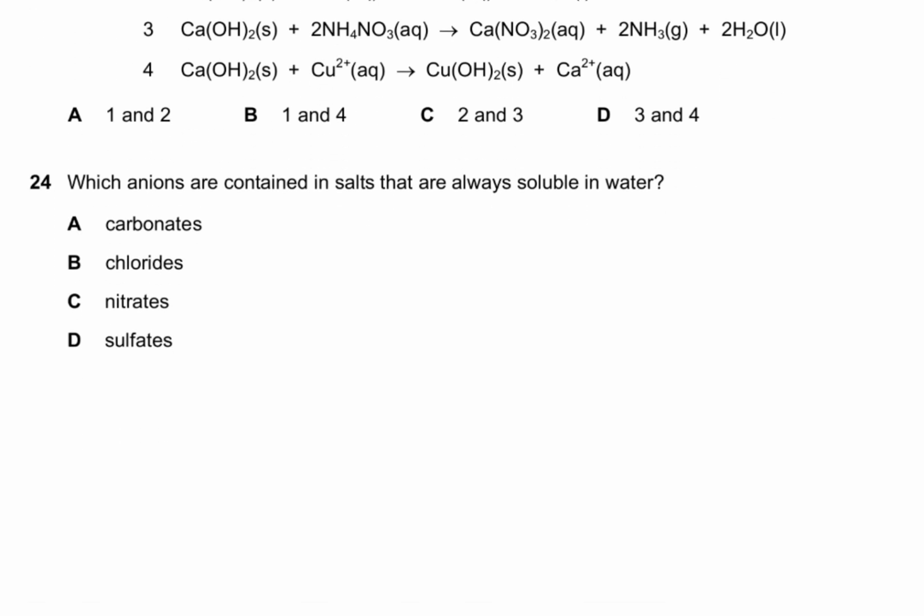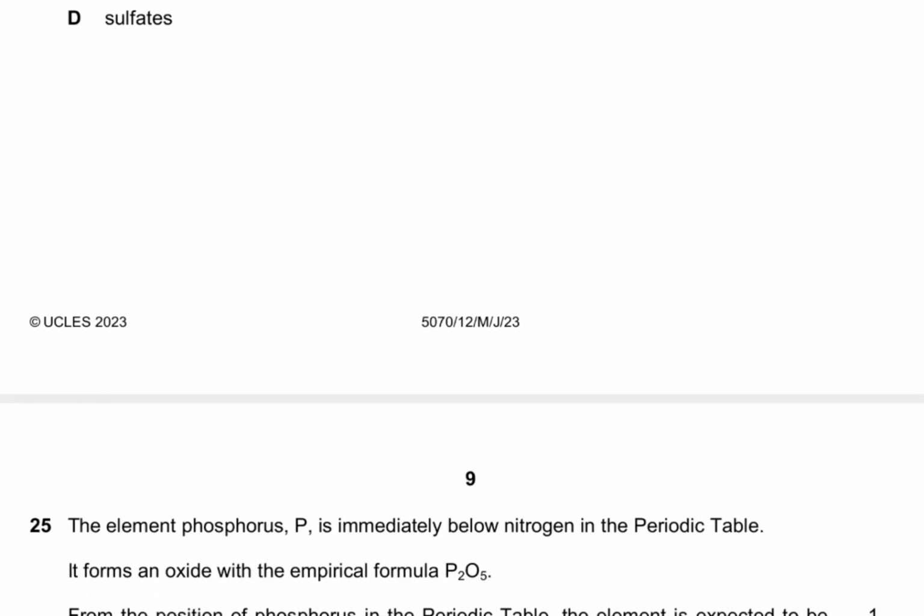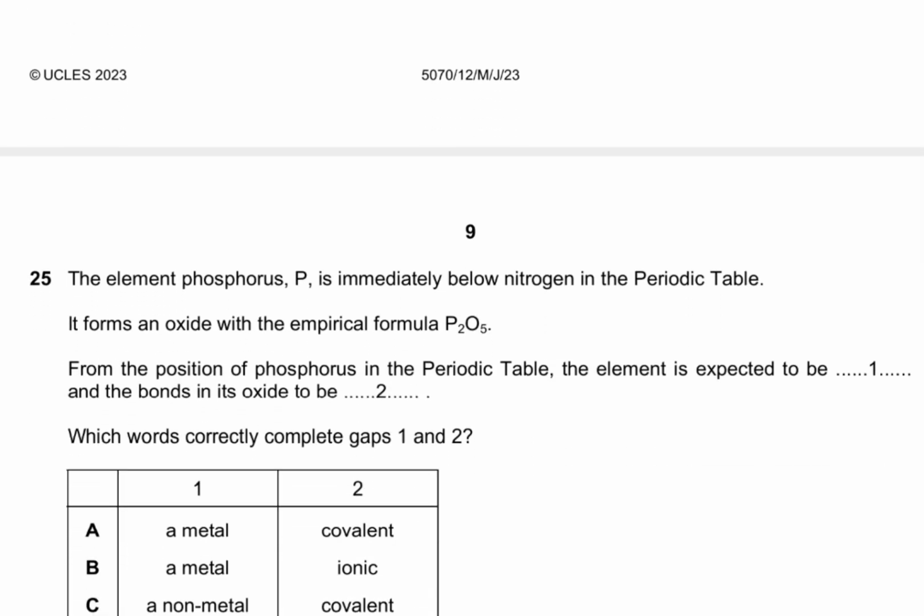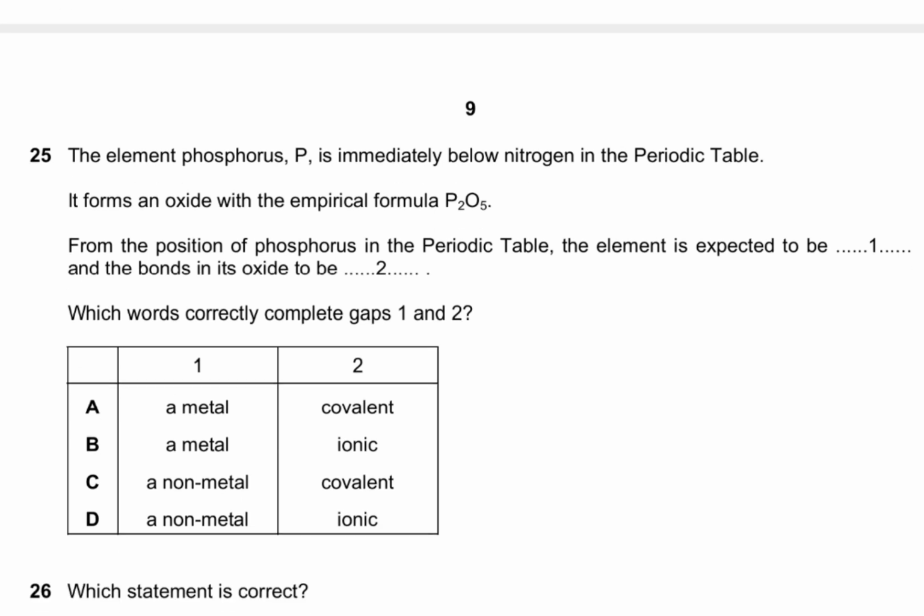Next is: which anions are contained in salts that are always soluble in water? Water soluble are the nitrates. We all know it. So for 24, the C option is correct. The next one is: the element phosphorus is immediately below nitrogen in the periodic table, and it forms the empirical formula P2O5. It's phosphorus pentoxide, and from the position of phosphorus in the periodic table, the element is expected to be 1 and the bonds in its oxide to be okay.